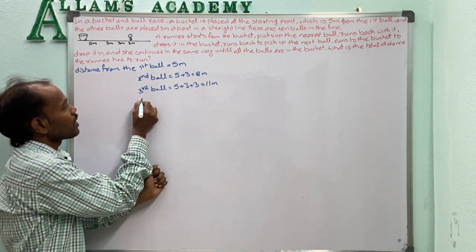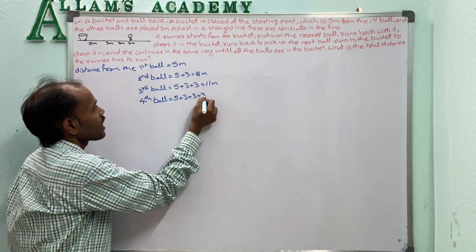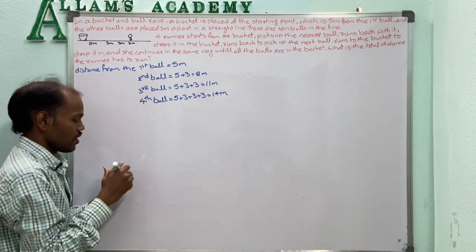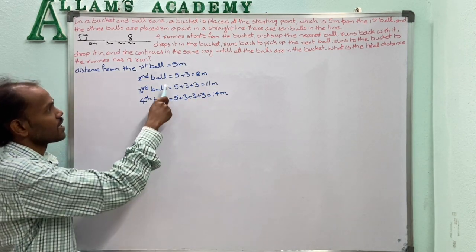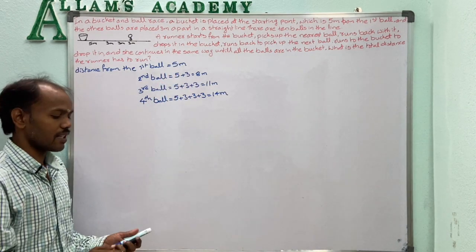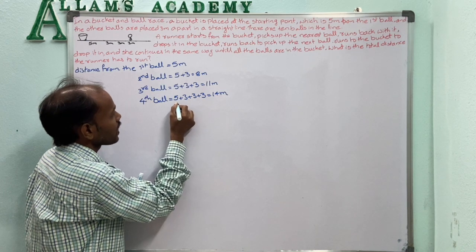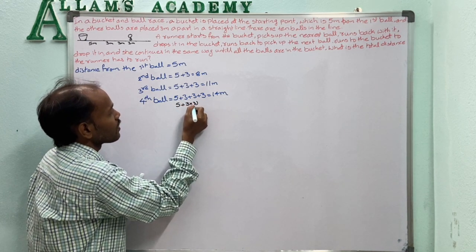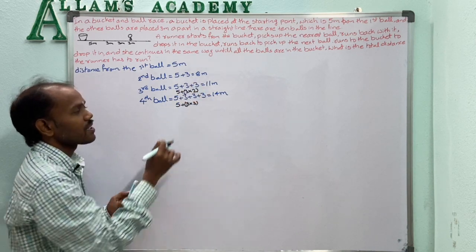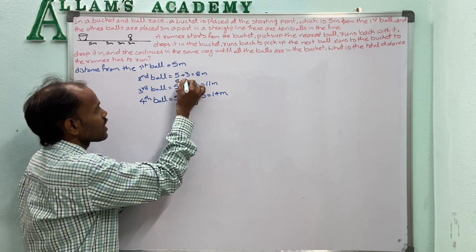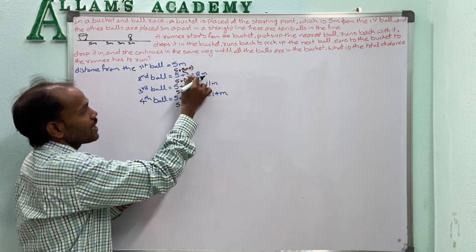Now the fourth ball, how much distance? If we observe, 5 plus 3 plus 3 plus 3 equals 14 meters. So the distance from the fourth ball is 14 meters, from the third ball 11 meters, the second ball 8 meters, and the first ball 5 meters. Now, 5 plus 3 plus 3 plus 3 we can write as 5 plus 3 into 3. This will be written as 5 plus 3 into 2, this one as 5 plus 3 into 1, and this one as 5 plus 3 into 0.